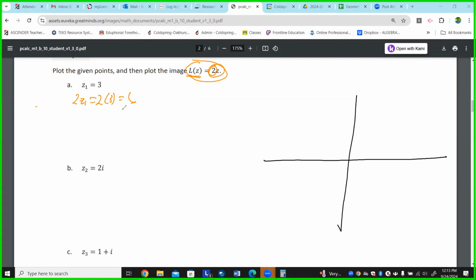So now I'm going to map this. So how do I graph 6? Okay, here we go. So I'm going to graph z1, which was just (3, 0). There's my first point. That's z1. You are correct, yes. I was testing you. Good job. All right, so this is my z1.